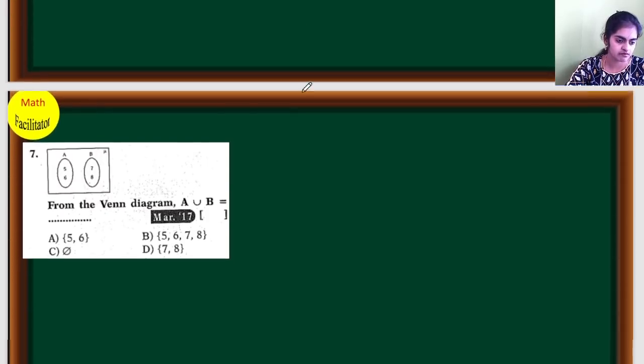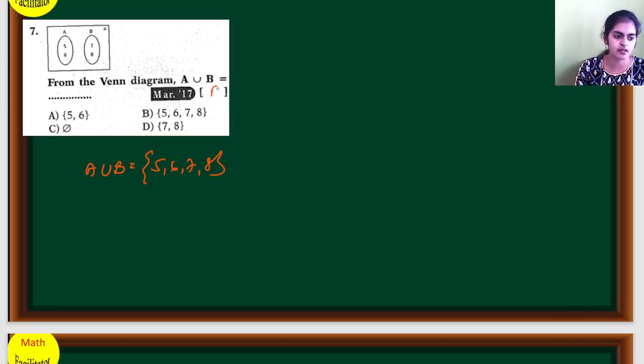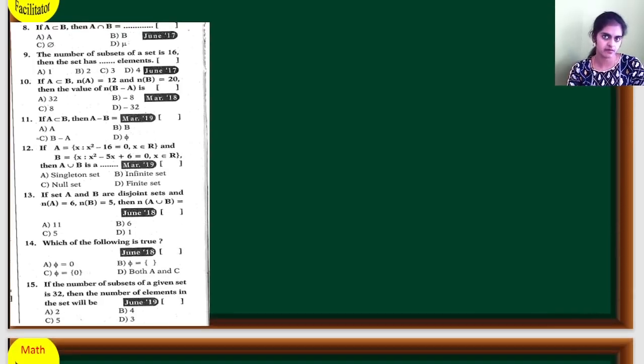Now the next one, A and B I have. So from the Venn diagram, what is A union B? A union B will be equal to 5, 6, 7, 8. All the elements you will consider. If it is A intersection B, then it will be an empty set. Okay. Union, you will take all the elements. If it is intersection, it is empty. So remember, intersection of disjoint sets is empty, and union of disjoint sets is nothing but all the elements of the two sets.